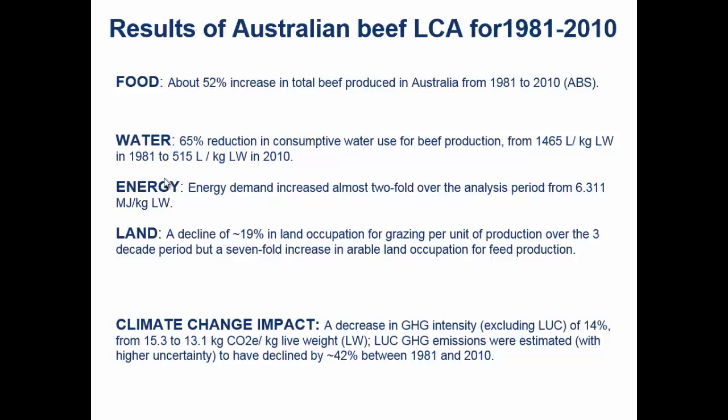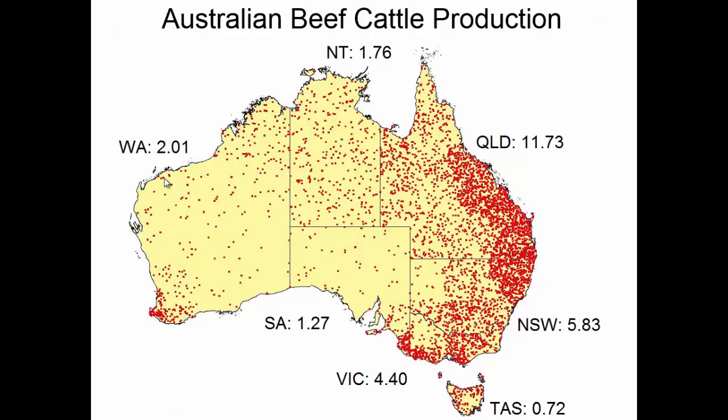So I'll very quickly run through what the beef industry looks like in Australia, although many of you will probably be somewhat familiar with it. Australian beef cattle production occurs over a large part of the country. These numbers are the million head per state. So Queensland has the most cattle, but they're scattered through arid zones and coastal areas.